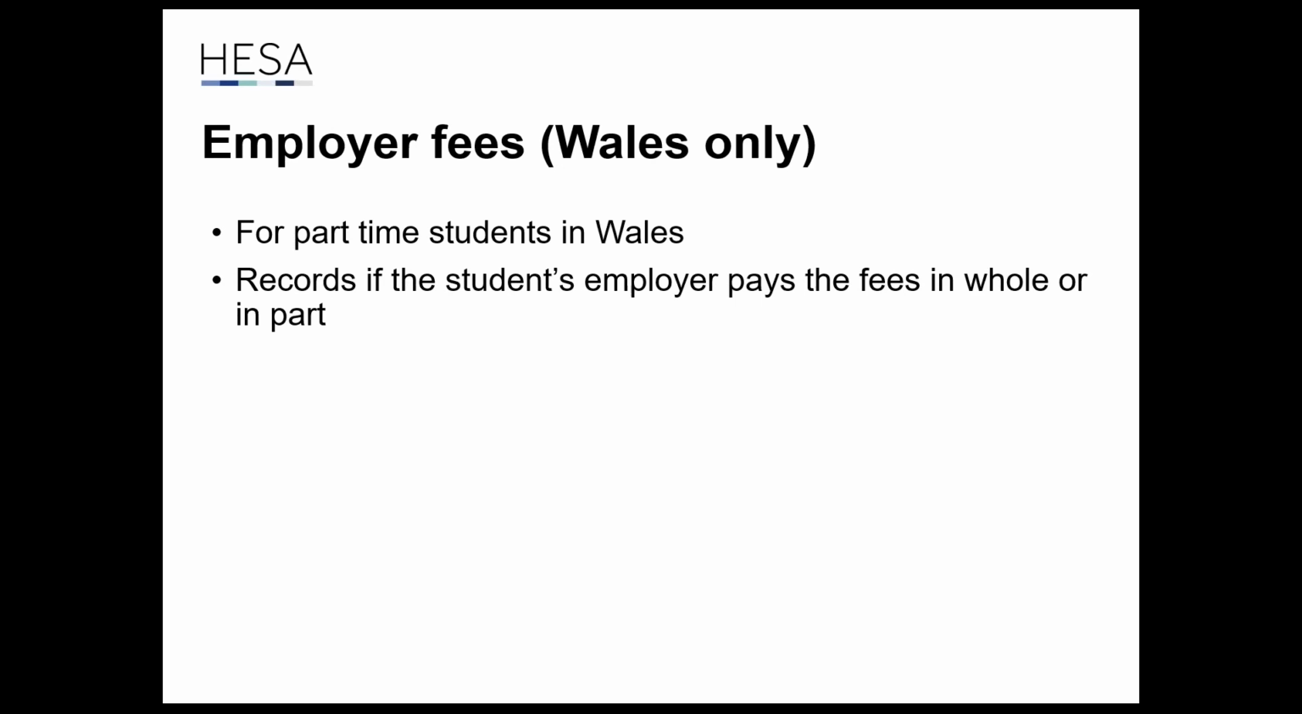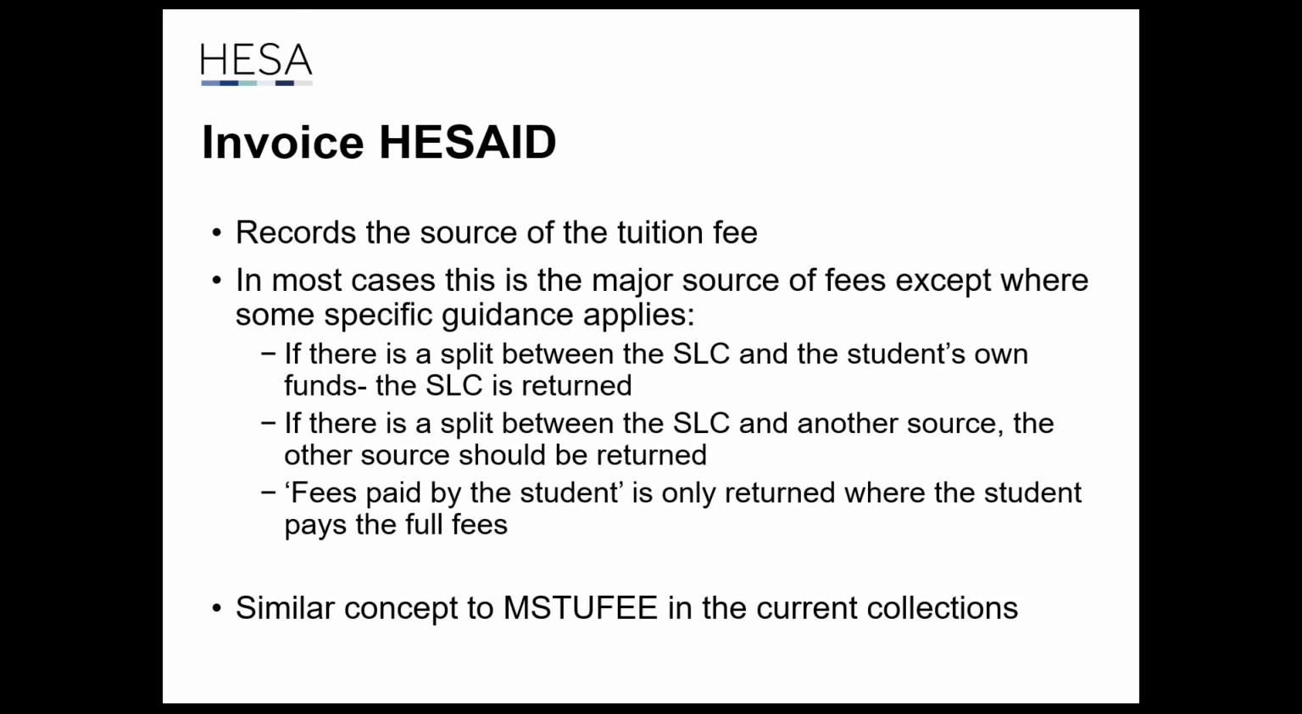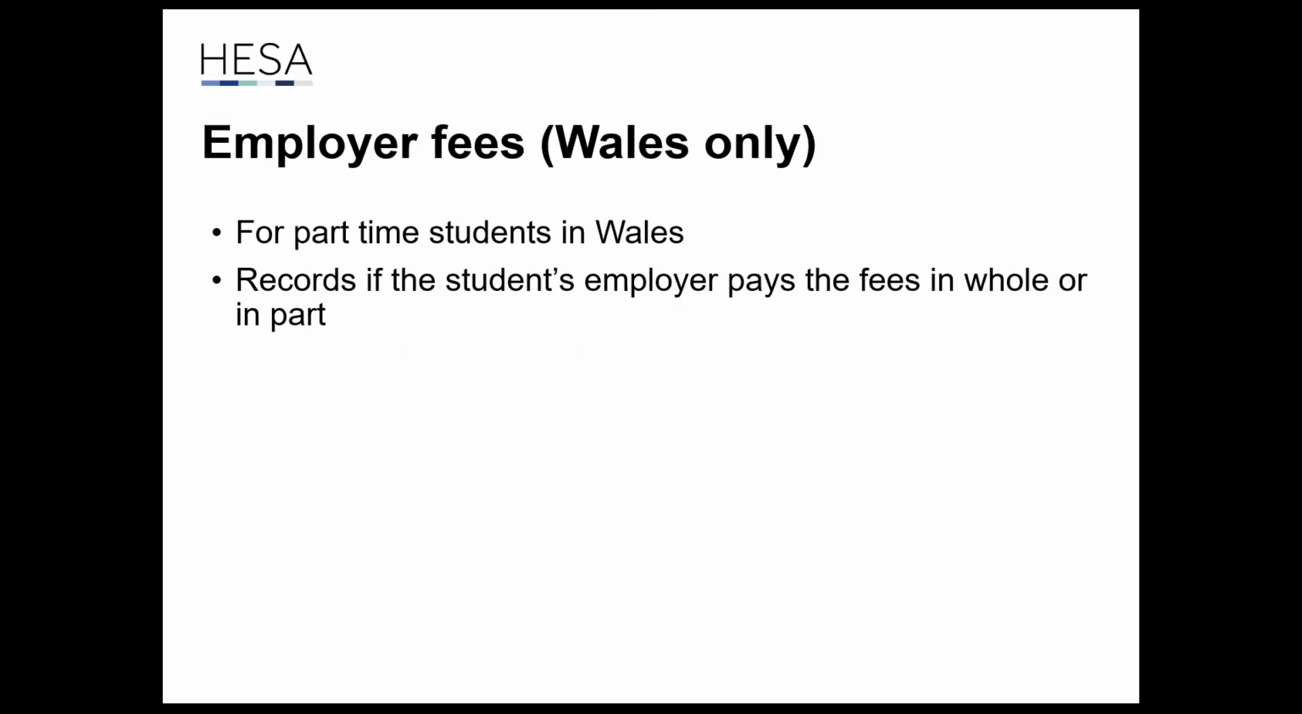So we have the employee fees field for part-time students in Wales that records if the student's employer pays the fees in whole or in part. Because this field is only recording the majority source, it's not possible from this alone to definitively say whether the employer has any contribution, because they may be a minor source and so not recorded here. And that's why we need this additional field to cover the requirement in Wales to record if the student's employer is contributing to those tuition fees.